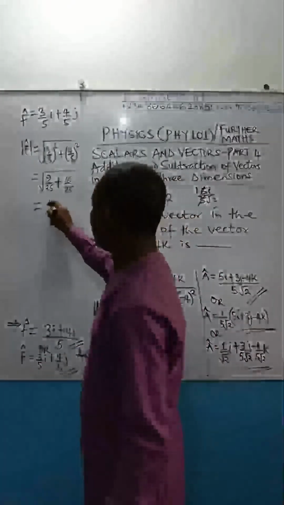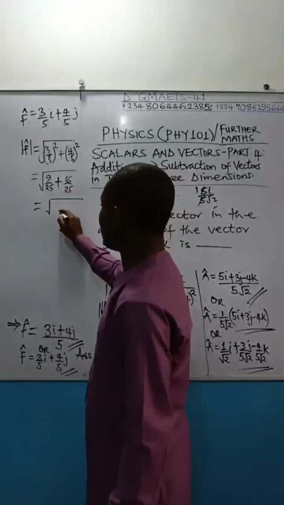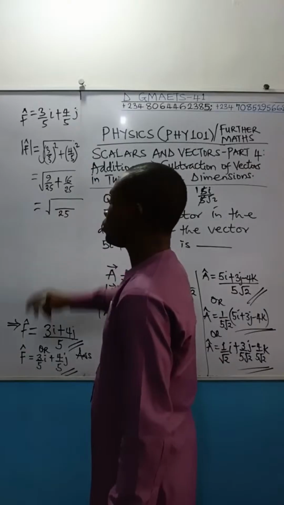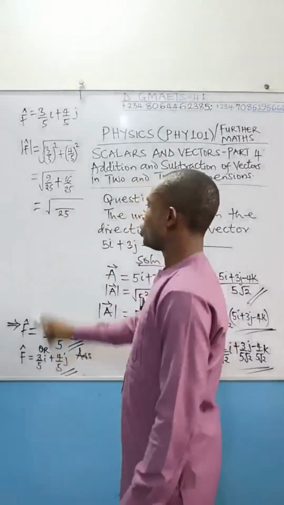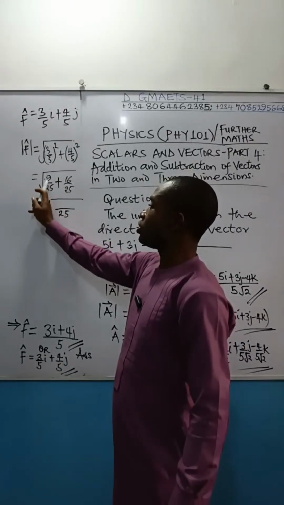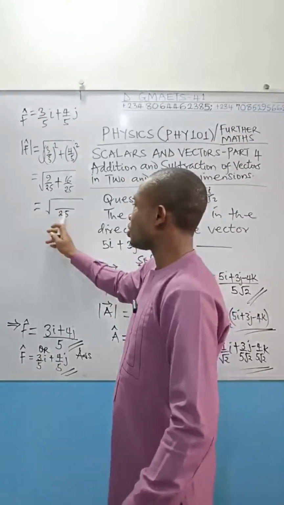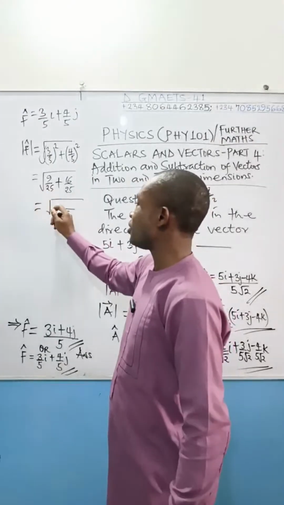This will be equal to square root. The LCM of this term is 25. So if you use this LCM to work out this term, bringing it to the numerator is going to cancel this denominator here. Now it's 25 divided by 25, 1 times 9, you get 9, right?